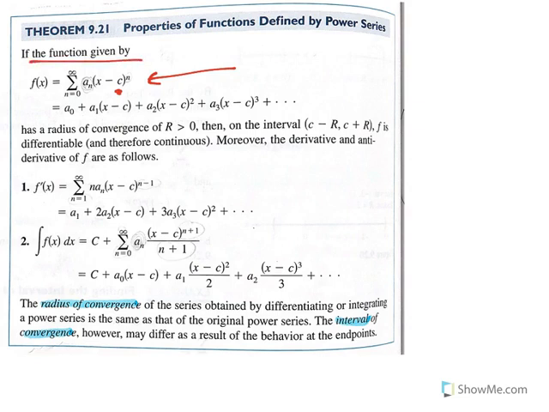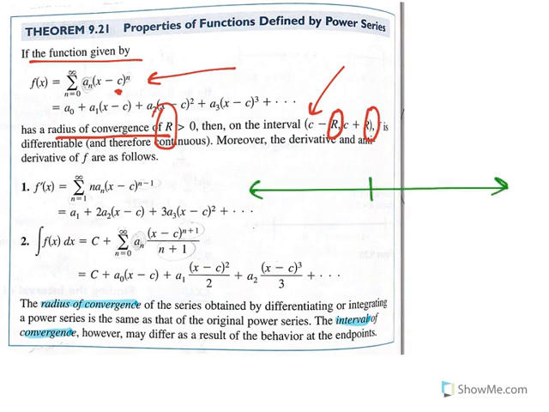So we have a function given by this power series, and let's say it has a radius of convergence r that's greater than 0, maybe 1, maybe 5, maybe 7, maybe 1/2, whatever that radius of convergence may be. Then on the interval, basically you start at the center of the power series and you go r, which is the radius of convergence, to the left of the center, and you go r to the right of the center. So for example, let me draw a number line here.